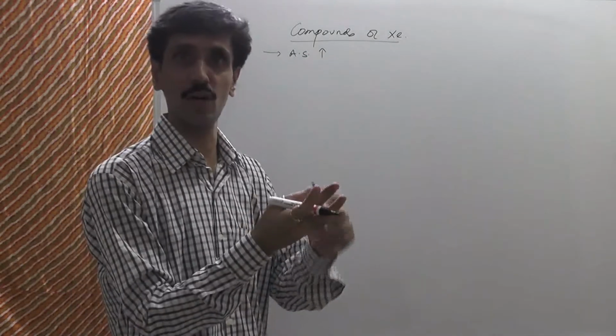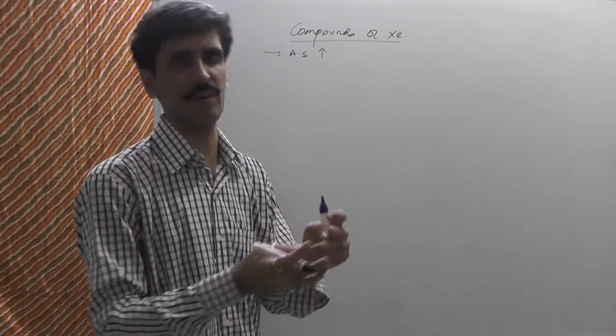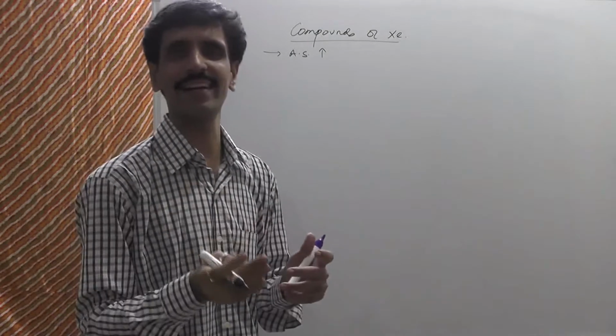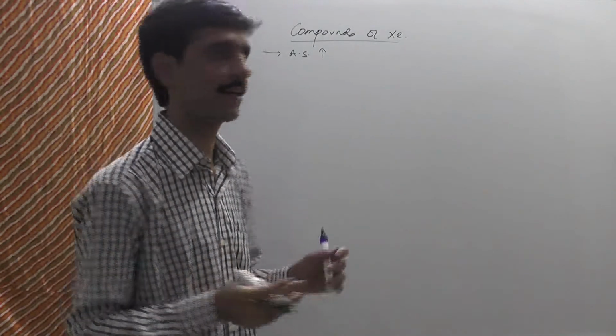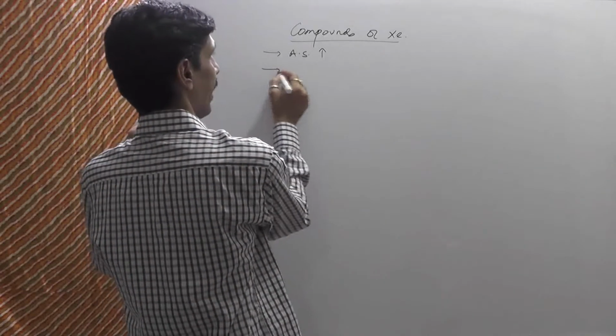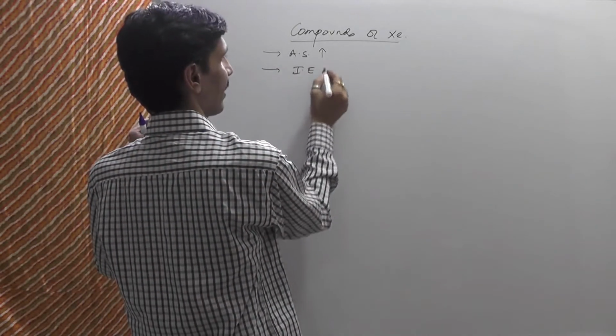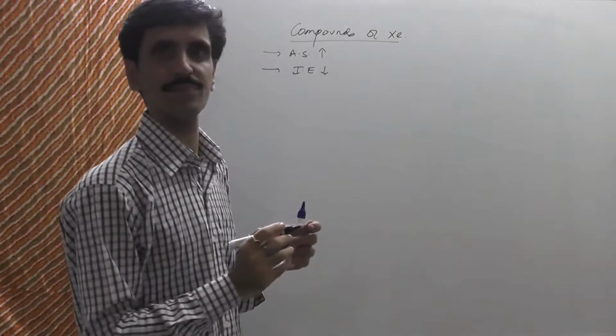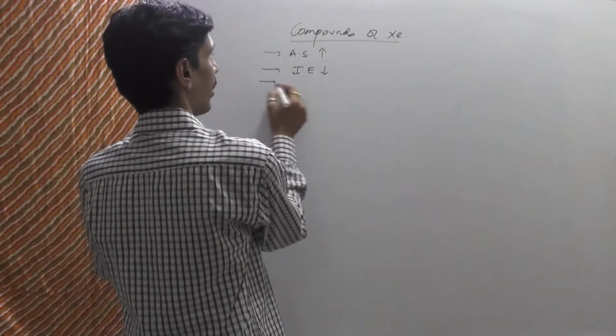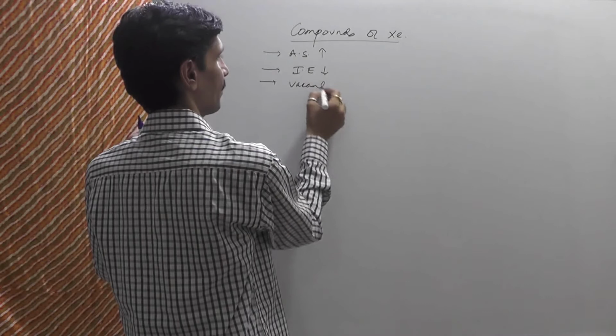Okay, helium hai, neon hai, argon hai, krypton hai, aur phir xenon hai. Radon is slightly radioactive, so obviously we are not going to consider it. So its atomic size is high. Now its atomic size is high, so its ionization enthalpy is less. Okay, and third, it has got vacant d orbitals.